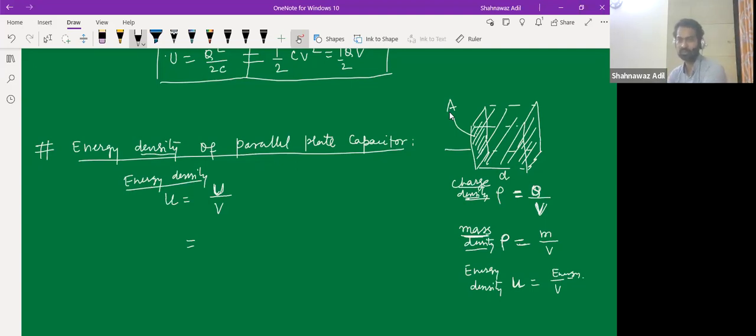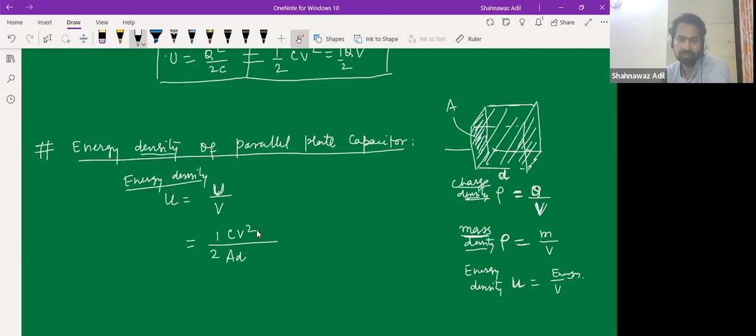Yes. So can you repeat? So the distance between the plates is D, and the area of the plate is A. So what would be the volume of this cuboid? It is AD, which is AD, right? Good. So that would be AD. And the energy we have calculated is half CV squared.